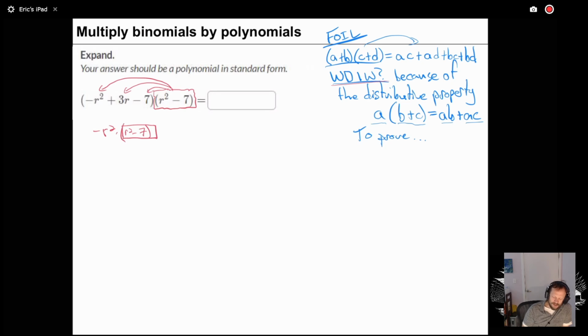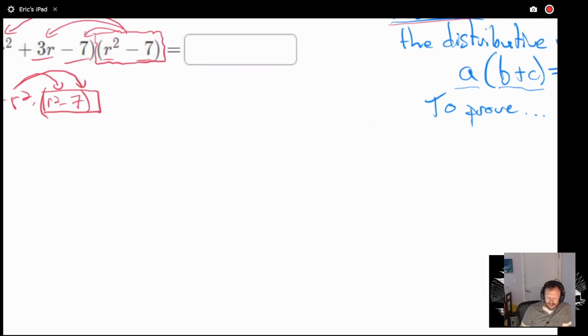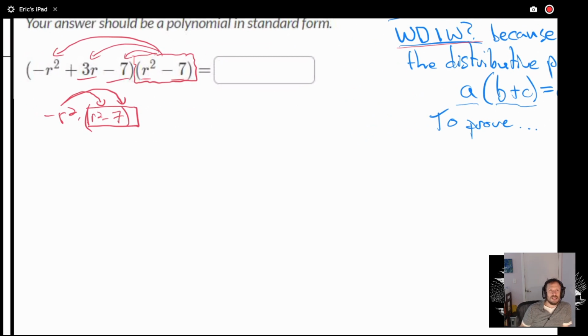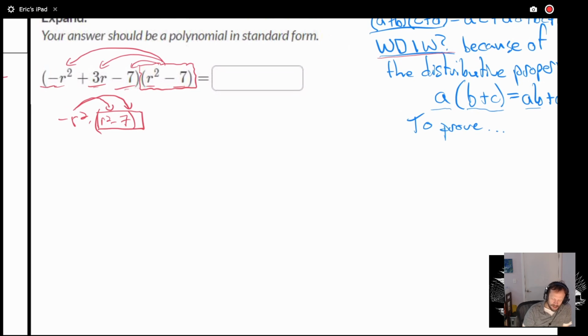And what am I going to do then? Well, I'm going to distribute that negative r squared. And so that negative r squared is going to multiply by the r squared and by the negative 7. And the same thing will happen with the 3r. And the same thing will happen with the negative 7. In other words, each of the pairs that exist in this system will be multiplied. Each of the pairs where one of the terms is from the first polynomial, and the other term is from the second polynomial.